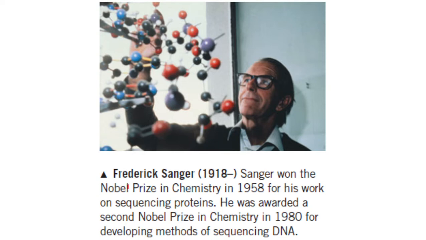Frederick Sanger was a great scientist. He won the Nobel Prize two times. First, the Nobel Prize in Chemistry in 1958 for his studies on the sequencing of proteins. Actually, Frederick Sanger analyzed the amino acid sequence of insulin, and later he was awarded a second Nobel Prize in Chemistry in 1980 for developing methods for the sequencing of DNA. And I think he passed away in 2013.